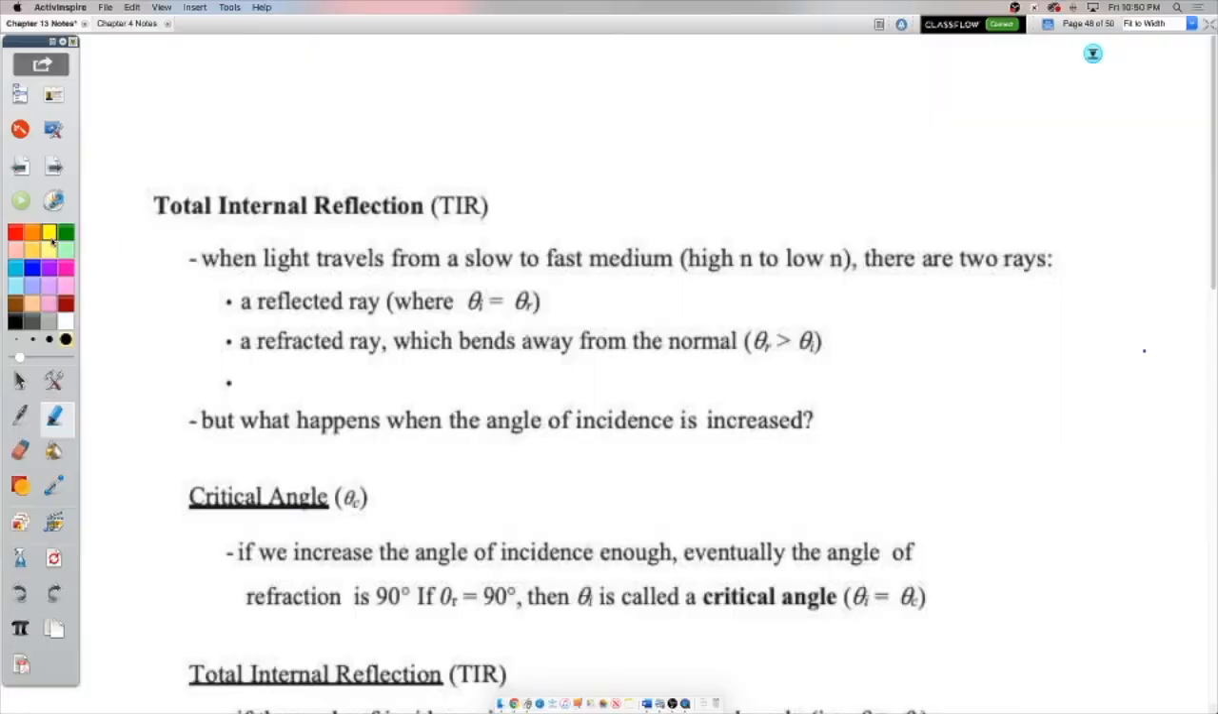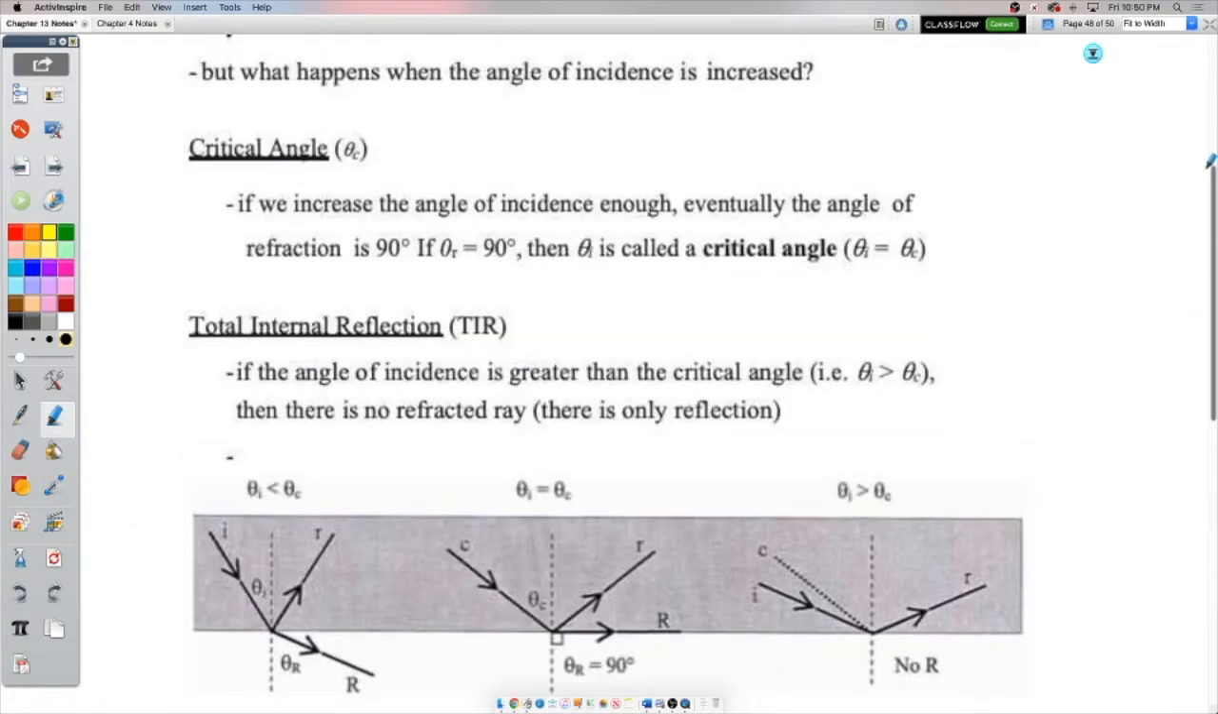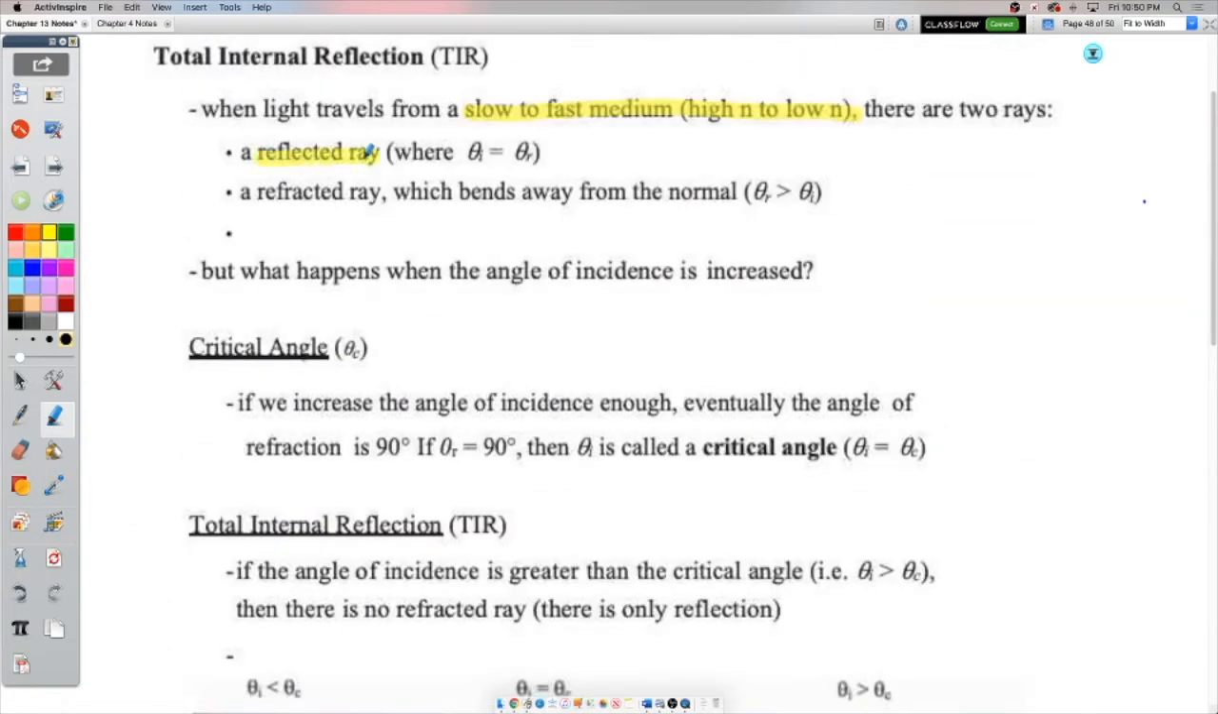Okay, so again, when light travels from a slow to a fast medium or a high to low n, there are two rays, like we just saw: the reflected ray where theta I equals theta R, and a refracted ray which bends away from the normal. This is confusing. Here it's talking about reflection, here it's talking about refraction. Usually that should be a capital R for refraction.